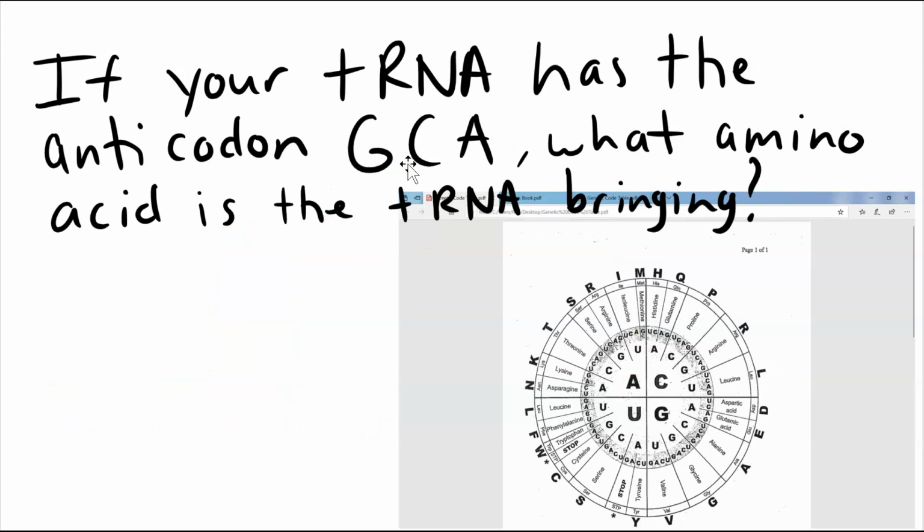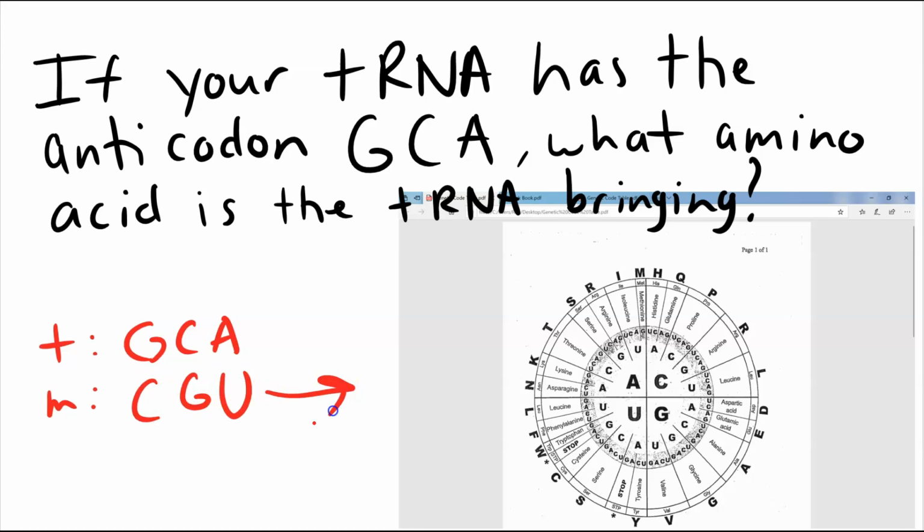And that's what we get to here. So if you are a tRNA, if your tRNA has the anticodon GCA, that means that the messenger RNA was CGU. We use that codon CGU to say that this tRNA right here is carrying, what do we say, CGU? CGU is arginine. So it's carrying an arginine.